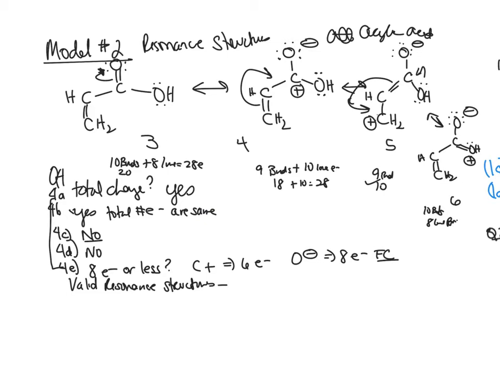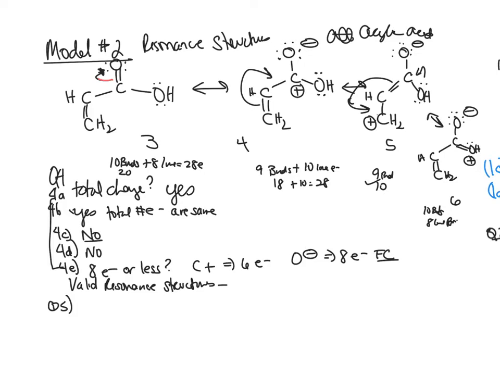Okay, question number 5. Curved arrows are used to show the movement of electron pairs. That's what we said before. Consider the curved arrows depicted on structures in Model 2. What does the curved arrow on structure 3 imply? And be specific. Okay, so that one there.